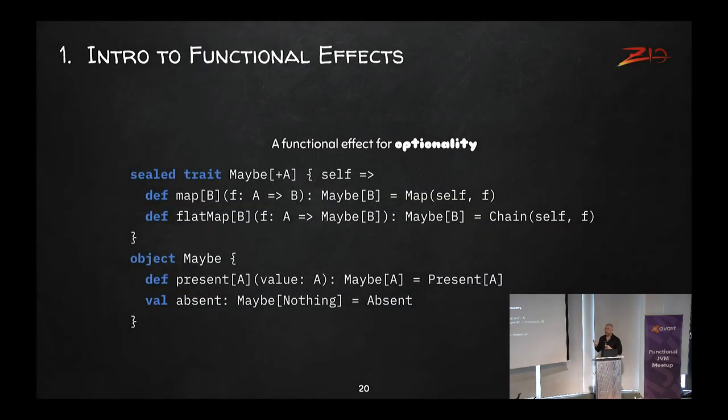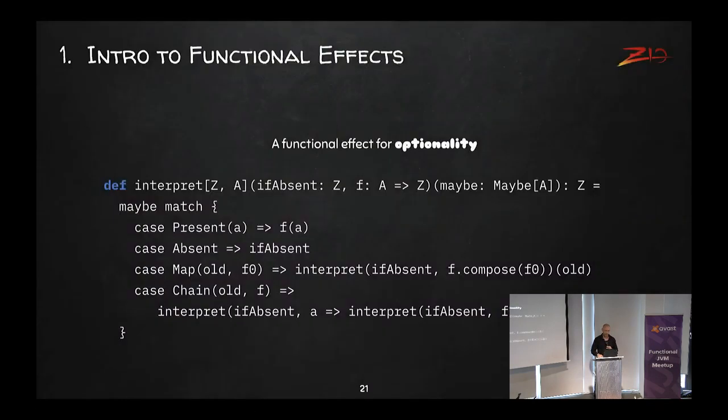Once we have defined these 4 operations, we can then define map and flat map on the maybe data type. Furthermore, we can define present and absent on the maybe companion object. We now have everything necessary to define an interpreter for the effect of optionality. This interpreter matches the maybe data type, and it has to handle each of the 4 cases.